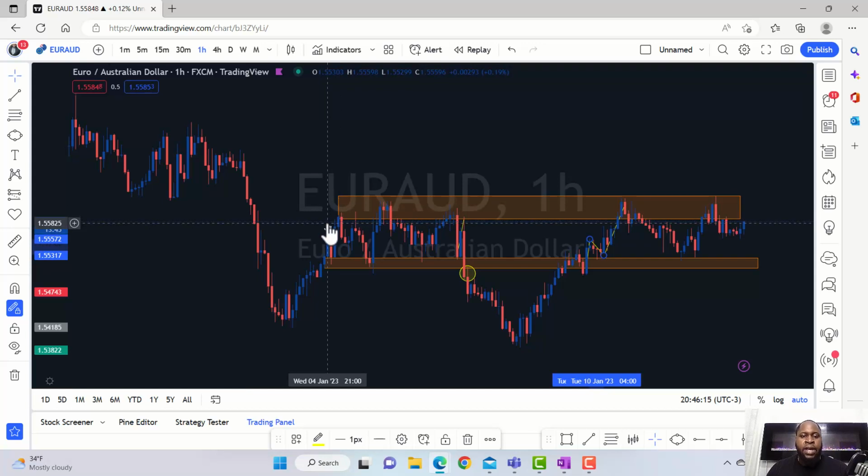Okay, so support and resistance, breakout strategy, break-in strategy. The main thing is I want to see some type of retest.